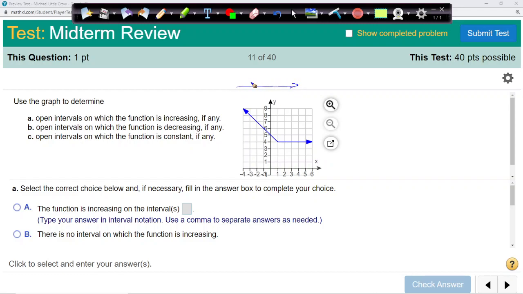So x is always increasing. The answers on this about increasing, decreasing, or constant is what is happening to the y value, the output, as x increases. X is always going to be increasing. And again, I read left to right, right to left.